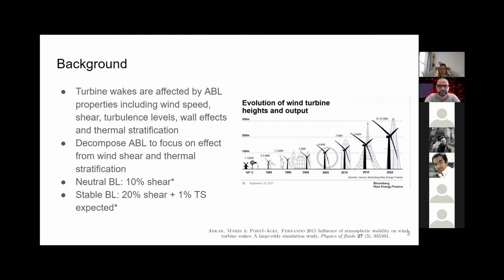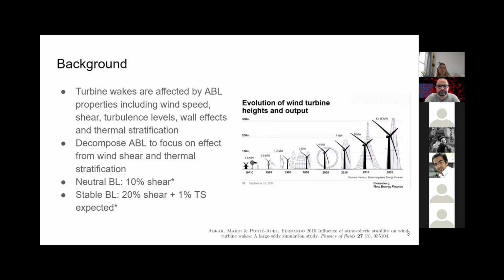Realistic values you can expect for shear across a radius of the turbine blade are in the region of 10% for a neutral boundary layer. So this is when we can ignore temperature effects. And the shear increases up to 20% and more for stable boundary layer. And we get about 1% thermal stratification across a rotor blade.